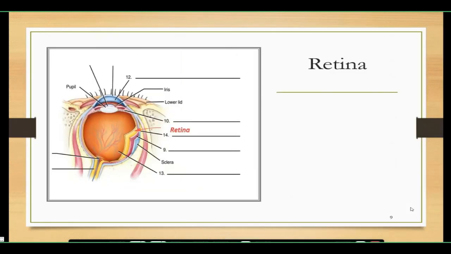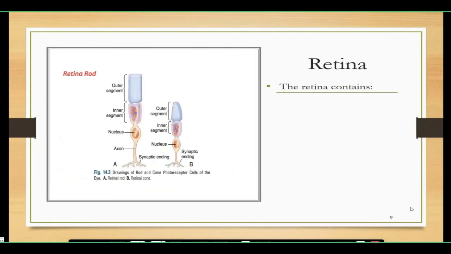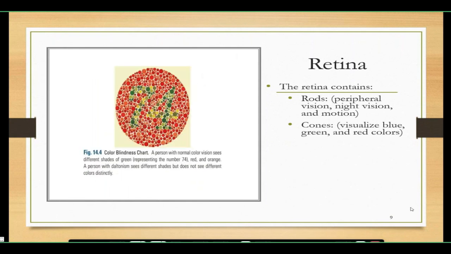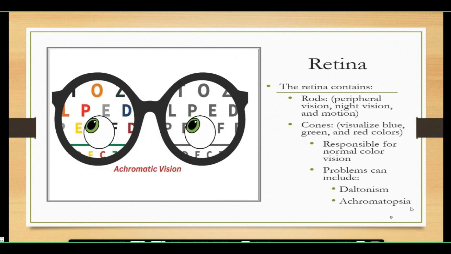As we mentioned before, the retina has sensitive receptor cells called the rods and cones. Rods enable peripheral vision, seeing at night, and motion detection. Cones are photoreceptor cells that enable visualization of colors. Daltonism is a weakness in seeing colors distinctly, usually affecting either the green or red cones. Total color blindness is called achromatic vision.